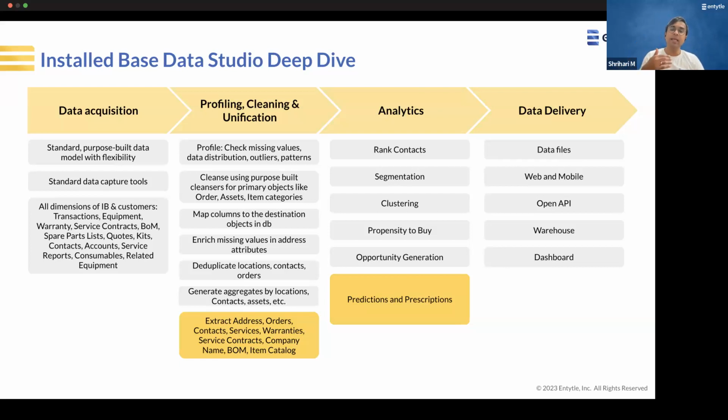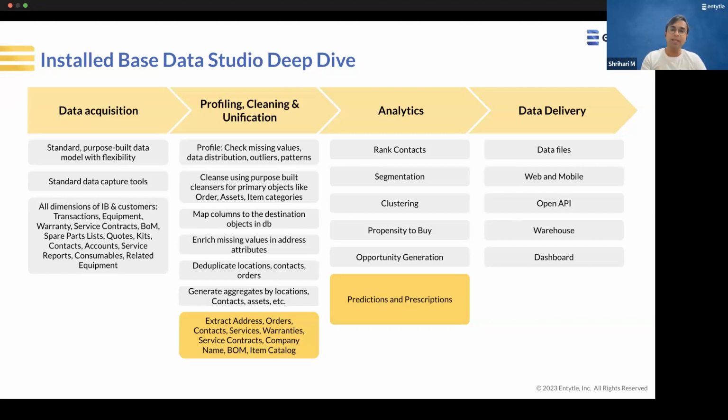At times, we also see that many of the attributes are missing, right? So this is where we look at whether the attributes are part of the public domain. We have a lot of enrichment services, and if they are available in your customer manuals or in your product catalogs, we have a set of services that can extract the data. So this is what we do in profiling, cleaning, and unification. Once we know that we have improved the data quality to a great extent, only then do we feed it to our analytics pipeline and finally to the systems where the data is fed.